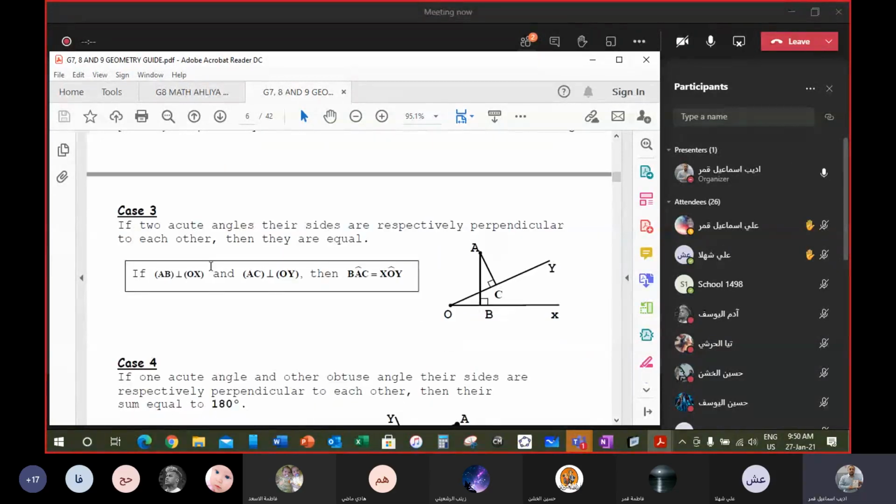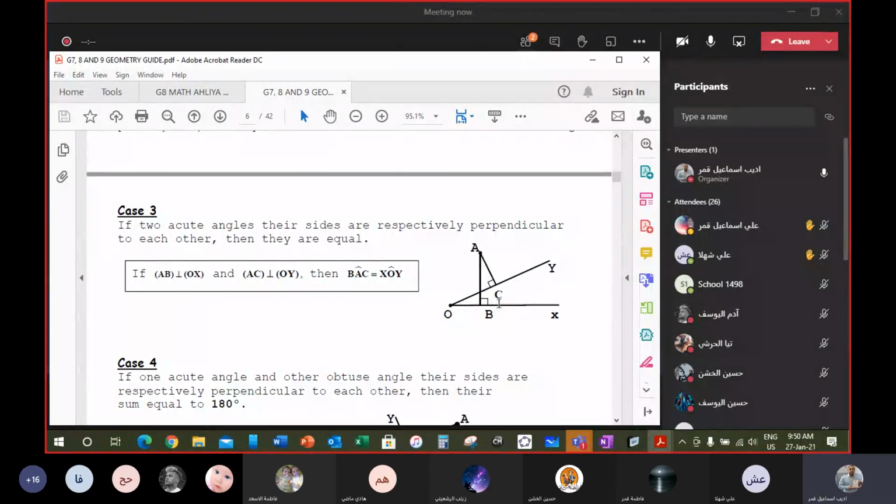If two acute angles their sides are respectively perpendicular to each other, then they are equal. We should pay attention to this one carefully. Any two acute angles their sides are respectively perpendicular, they are equal. We have here the angle CAB and the angle XOY. These two angles are acute and their sides are respectively perpendicular, then they are equal.